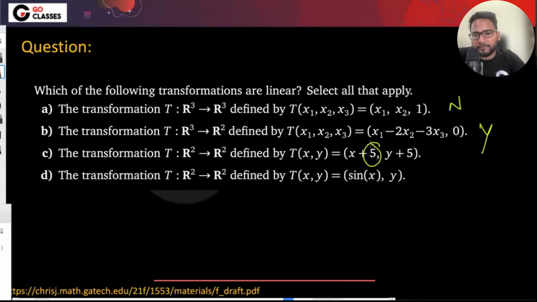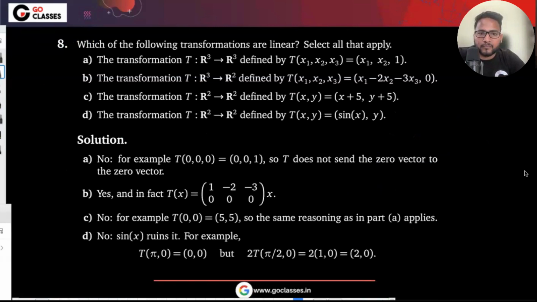Is this linear? Do you think the origin is mapping to origin? No, right? This is not linear because of the constant. Is this linear? Sin x, is this linear? Is this some c1 into x plus c2 into y or something like that? This is not linear either, right? So this is not linear. They are asking for linear, so I think B is the only correct answer. Let's just see. Okay. So see here, B is the only correct answer, right?